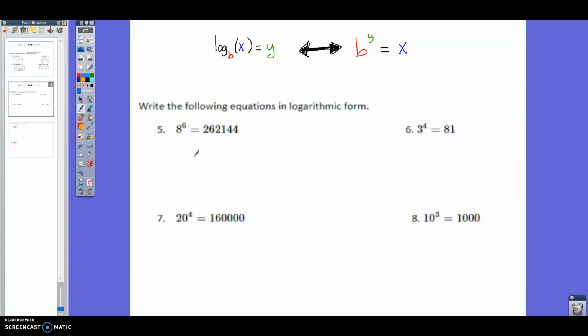So we want to start these out by writing the word log. And then we're going to put our base, which is the base of the exponent, in this case 8. And then we'll put some parentheses. Now inside those parentheses is going to be the number that's by itself. So in this case, 262,144. And we're going to set that equal to the exponent.